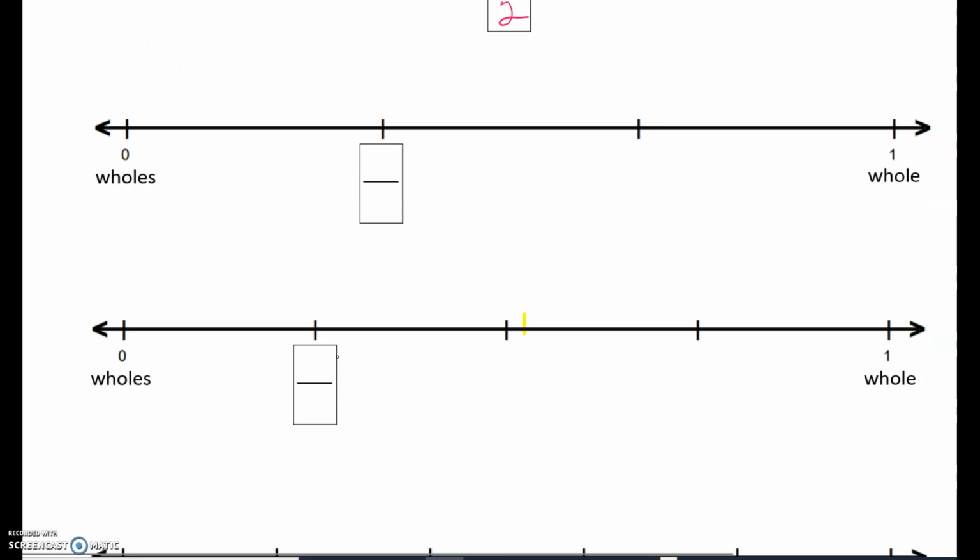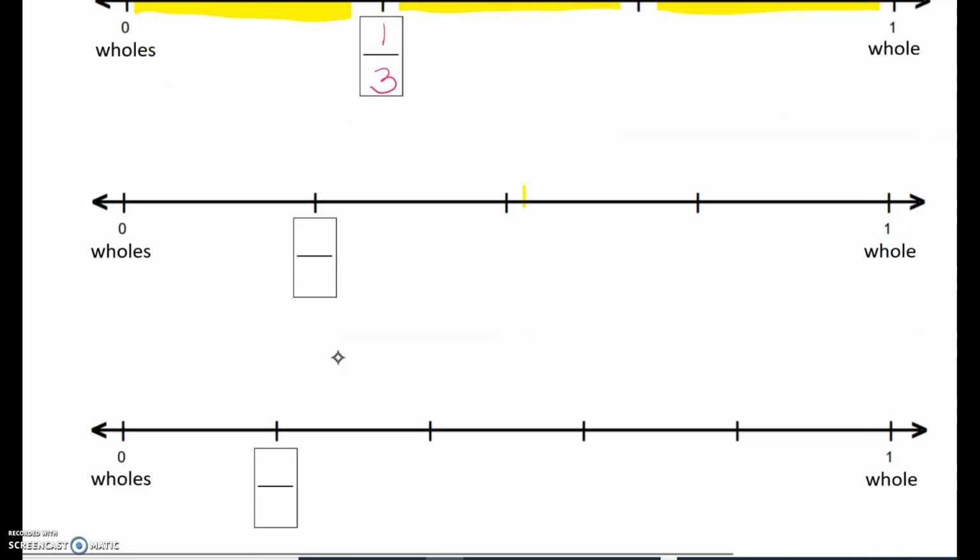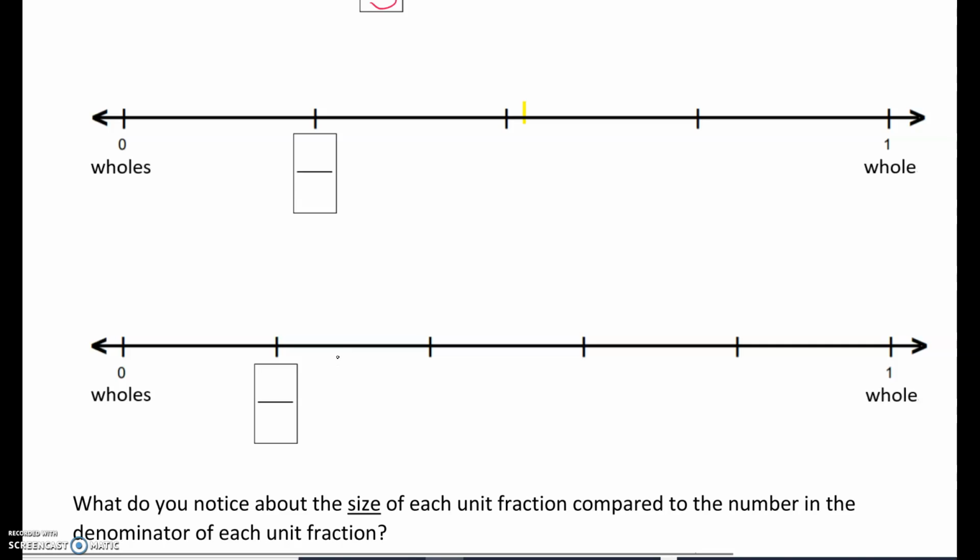The next one, I'm breaking this up into 1, 2, 3 sections. Therefore, my denominator is 3. At 0, it would be 0 out of 3. At the first hash mark, it would be 1 out of 3. The second one would be 2 out of 3, and then our 1 whole would be 3 out of 3. Go ahead and do the next 2 on your own.